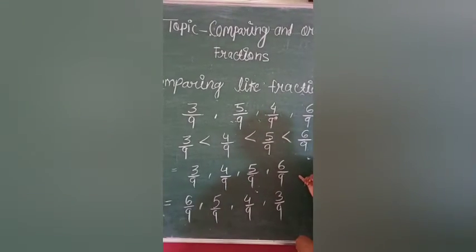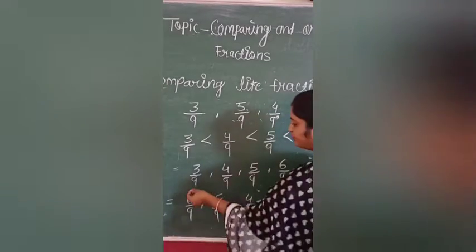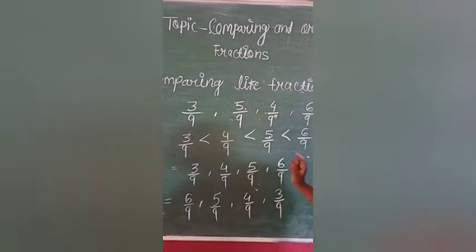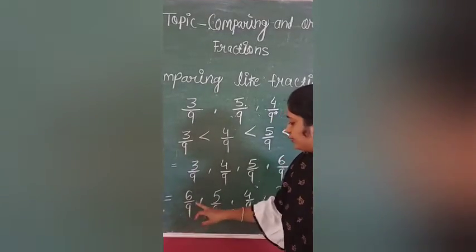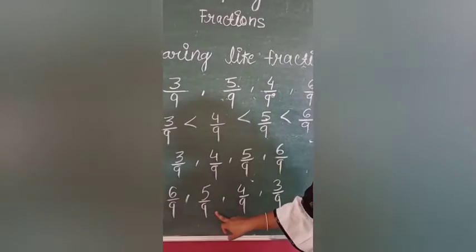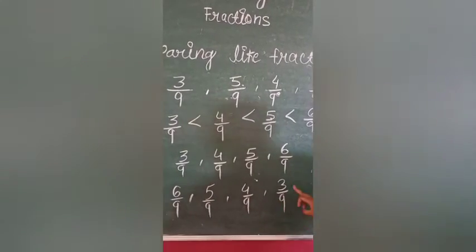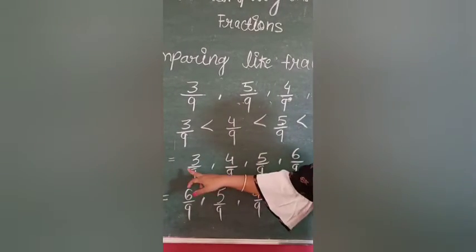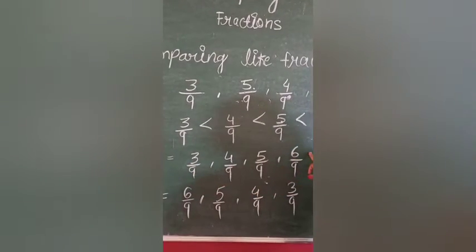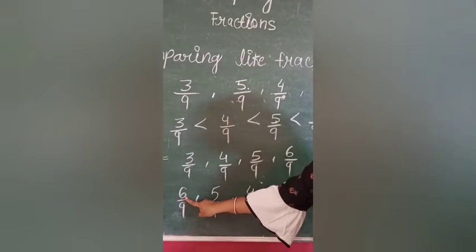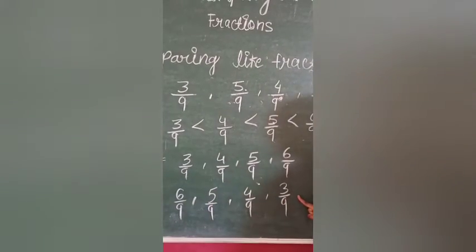If you want ascending order, you can write this. Okay? But if you want to write in descending order, you write like this. First you write 6 by 9, then 5 by 9, then 4 by 9, then 3 by 9. In ascending order, we always write smallest number to biggest number. And in descending order, we have to write biggest number to smallest number.